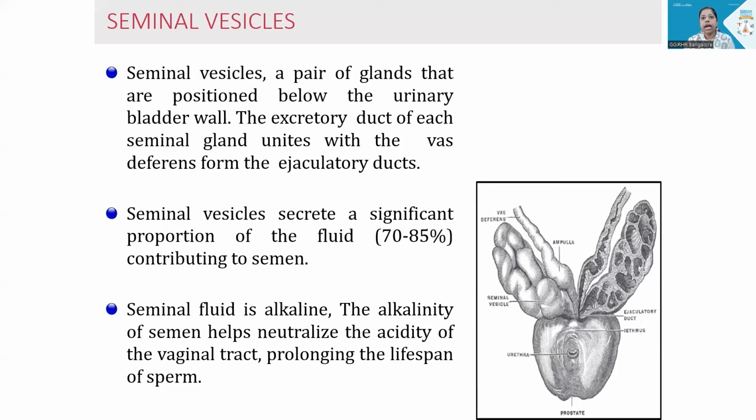Seminal vesicles are a pair of glands seen posterior to the urinary bladder wall. The excretory duct of each seminal gland unites with a vas deferens and forms the ejaculatory duct. It is the major component contributing to the semen, almost 70 to 85%. It is alkaline, and why is the alkalinity of semen important? Because it neutralizes the acidity of the vaginal tract and also helps prolong the lifespan of the sperm.